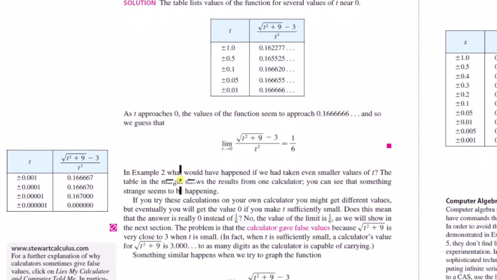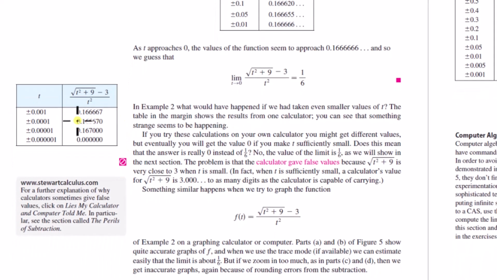Okay, but now what they show here is that we could think about continuing with the calculator and making the values of t closer and closer and closer to 0. And if we keep going, at some point the output we get is 0. So they're asking the question, maybe the limit is actually equal to 0, not 1/6. And they're saying no, the value of the limit is 1/6, and this is coming from the numerical power of the calculator not being able to go to this many decimals. So this is a rounding error, right?